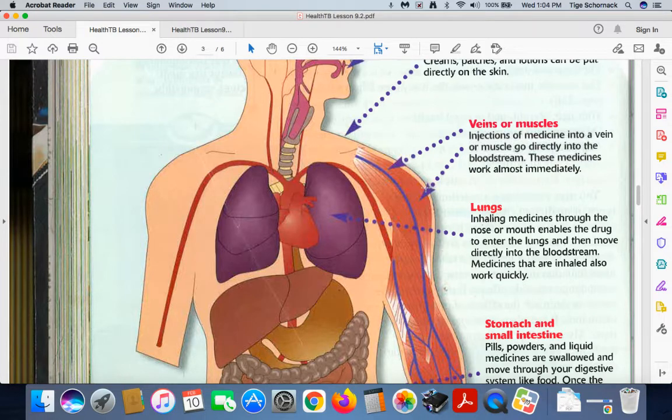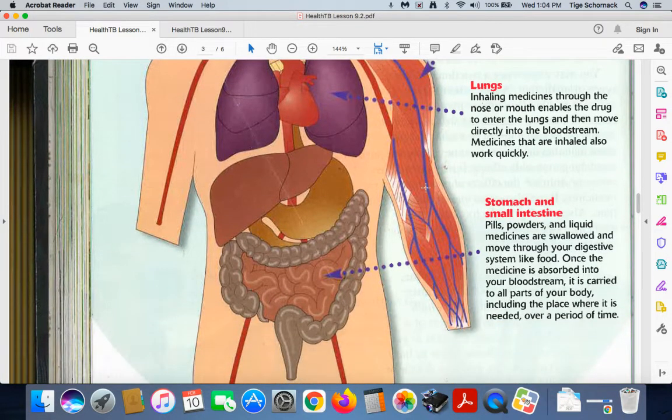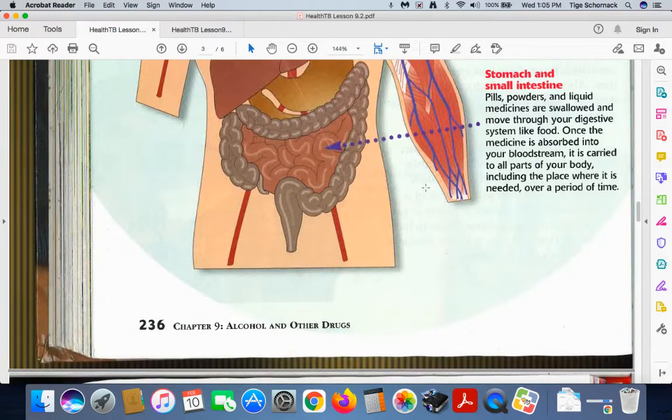Lungs. Inhaling medicine through the nose or mouth enables the drug to enter the lungs and then move directly into the bloodstream. Medicines that are inhaled work quickly. We'll talk about stuff we take for that. Stomach and small intestine. Pills, powder, and liquid medicines are swallowed and move through your digestive system like food. Once absorbed, the medicine is carried into your bloodstream to all parts of your body, including the place where it is needed, over a period of time. So again, we'll talk about medicines and do that.